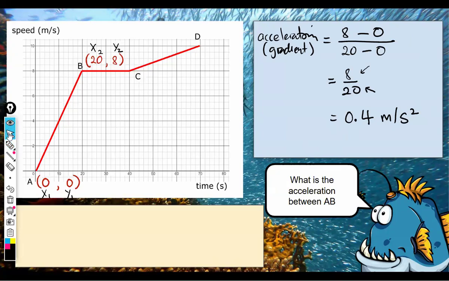All right, so making sure it's correct. 0.4. Look for your mistakes. Shouldn't be too hard to spot your mistake.